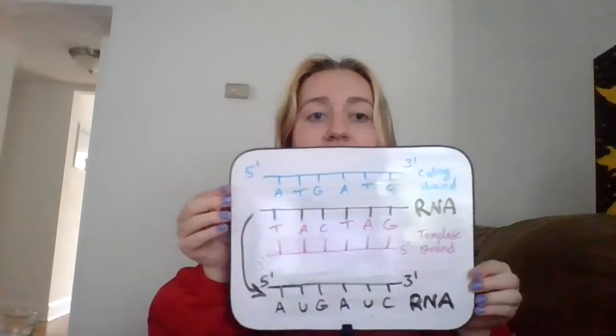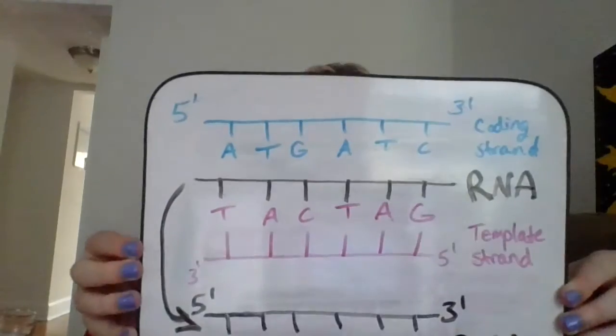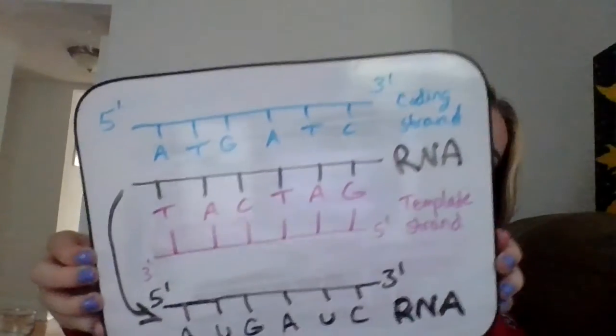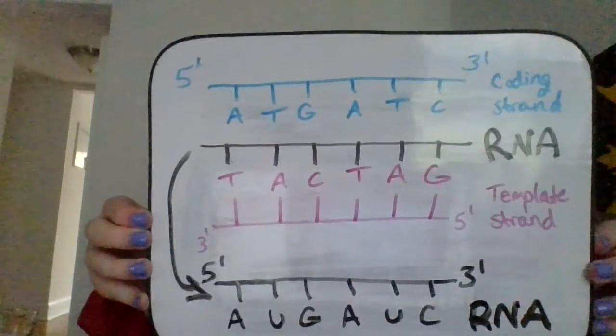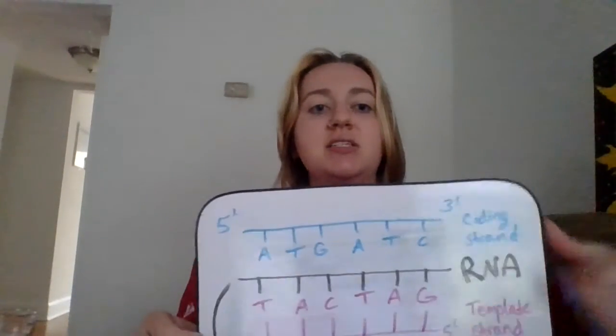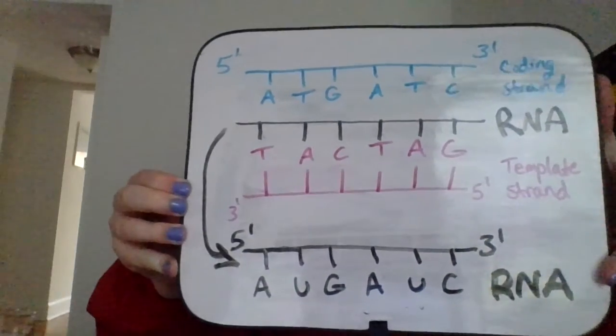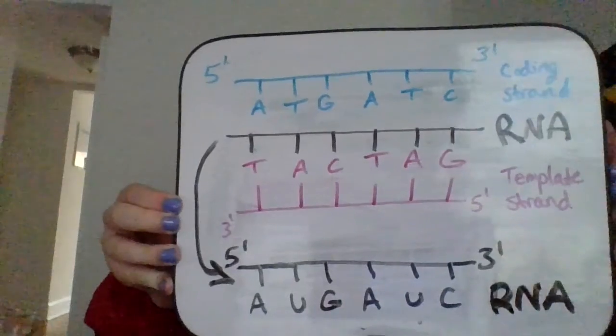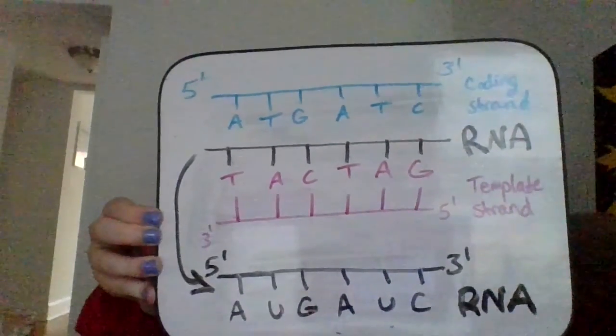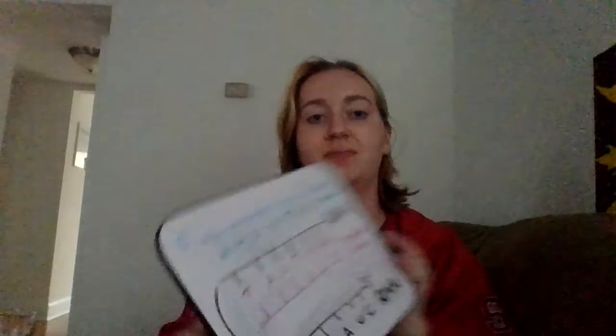And then there's coding and template strands. So the coding strand has the same sequence as RNA, but the coding strand has T's and the RNA uses U's. And then the template is the template for the complementary RNA transcript.